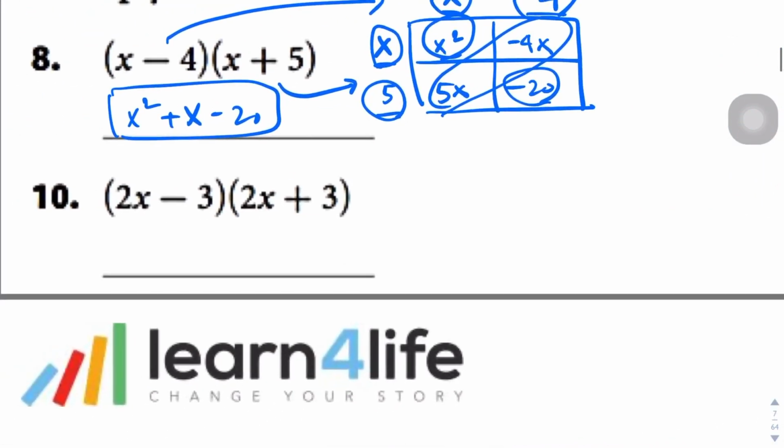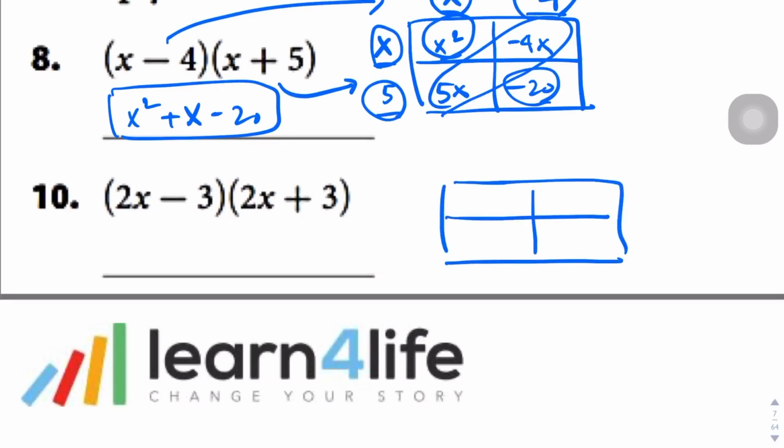Question 10. All right, so here we have another two binomial expressions. We have 2x minus 3 and then 2x plus 3. And so let's go ahead and multiply these out. 2x and 2x gets us to 4x squared. 2x times negative 3 gets us to negative 6x.